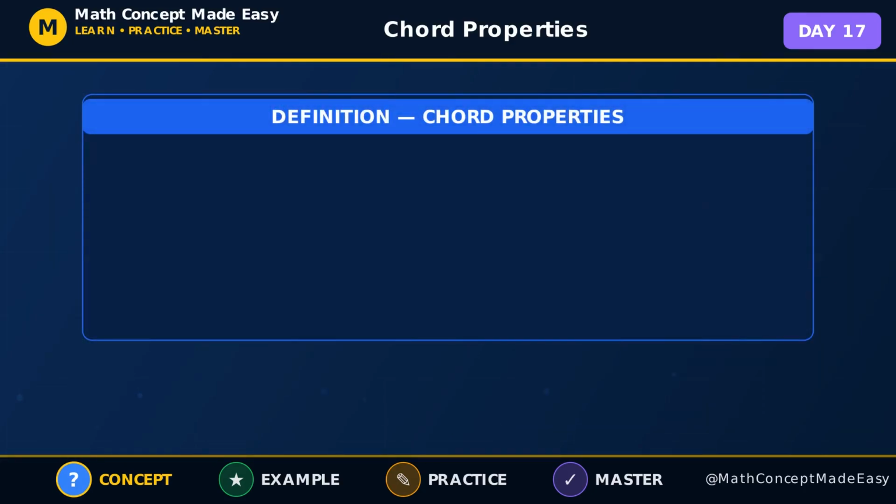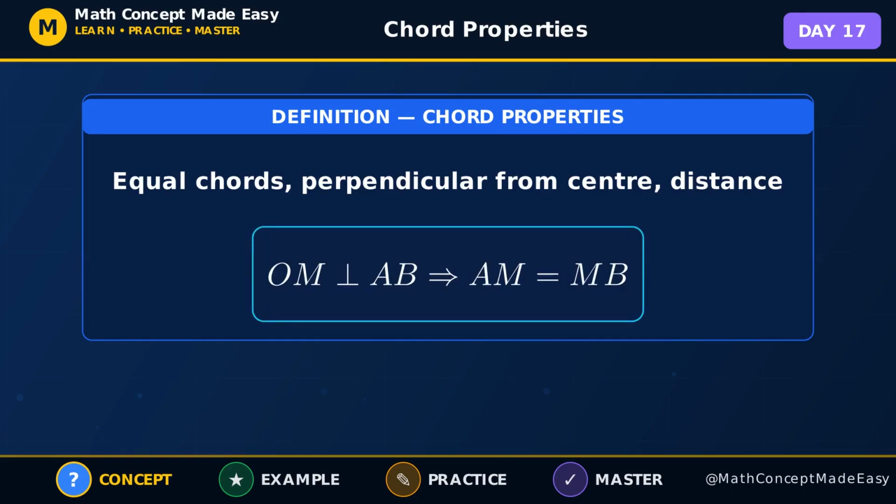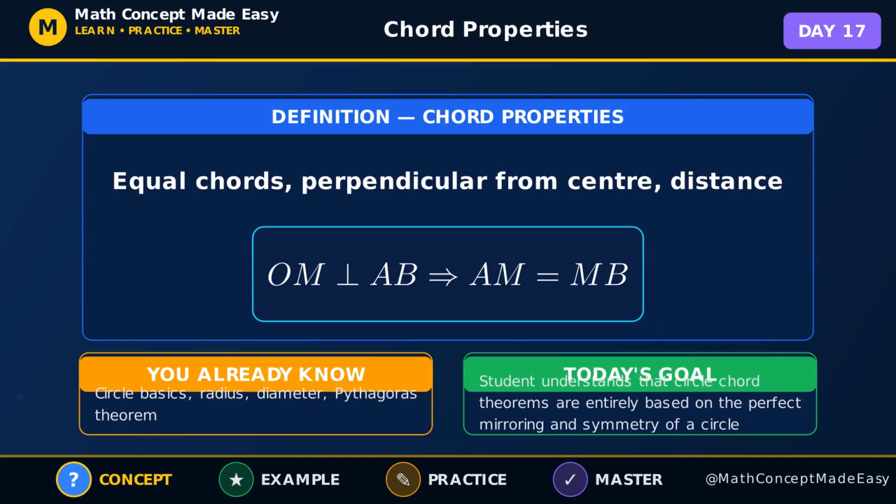Now we are ready to say this precisely, the way mathematicians do. Here is our focus for today: equal chords, perpendicular from center, distance. In symbols, we write it as: if a line from the center is perpendicular to a chord, it perfectly cuts that chord in half. Every word of that definition matters, so read it slowly. You already know circle basics: radius, diameter, Pythagoras theorem. This definition simply builds on those familiar ideas.